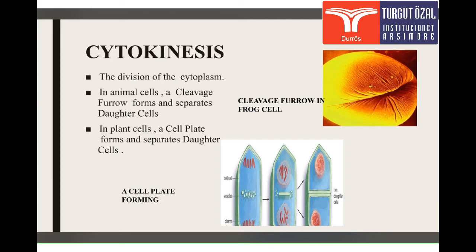But what is cytokinesis? Cytokinesis is the division of the cytoplasm. In animal cells, a cleavage furrow forms and separates daughter cells. In plant cells, a cell plate forms and separates daughter cells. As you see in the picture, you have a cleavage furrow in a frog cell and a cell plate forming.